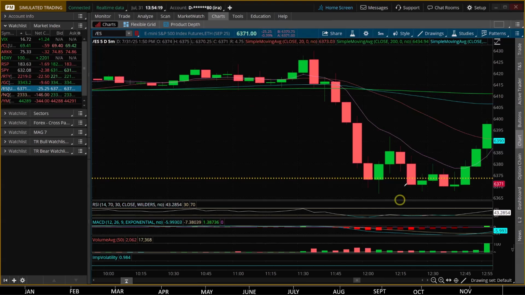And I remember people, oh, buy here. Oh, buy here. And I said, no, bears still have control. Why do bears still have control at this point? Anywhere right here. Why are bears still having control here?